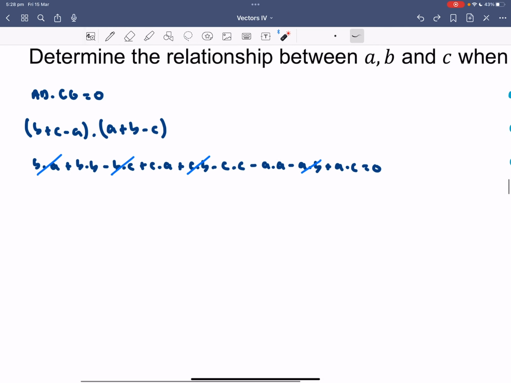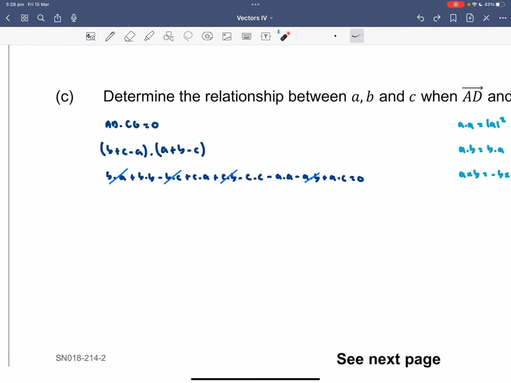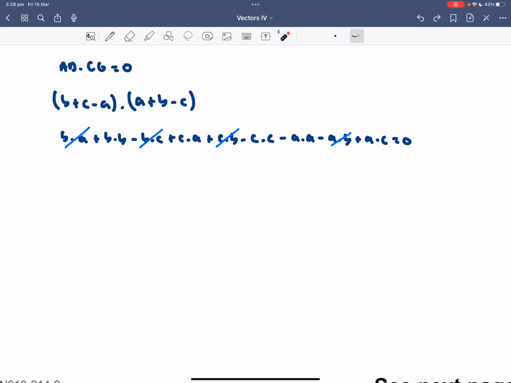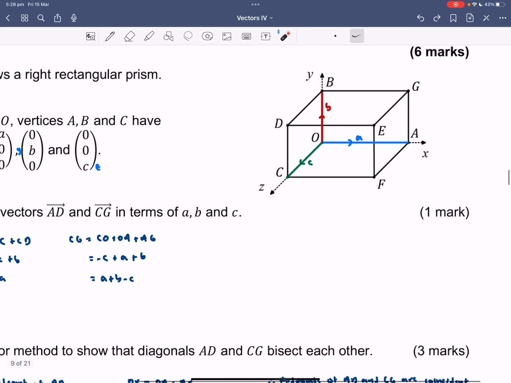AD and CG are perpendicular to each other. Let's have a look. We have C dot A, nope, they don't cross out with each other. So I get stuck with that. Okay, so that's not seeming to work out.